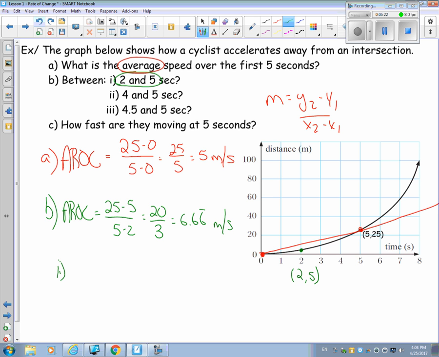If we do part 2, from 4 to 5, again it's AROC. There's 2 distinct points, I can tell them apart. We're going to have to estimate what's happening at 4. I'm going to call that 4 and let's call it 16. So my slope equation is still 25 minus 16 over 5 minus 4, which tells me he's now going 9 meters per second. He's going even faster from 4 to 5. If I were to draw that line, that secant would look like that, and it's almost the same steepness as the curve. It's definitely way steeper than the red line we started at.